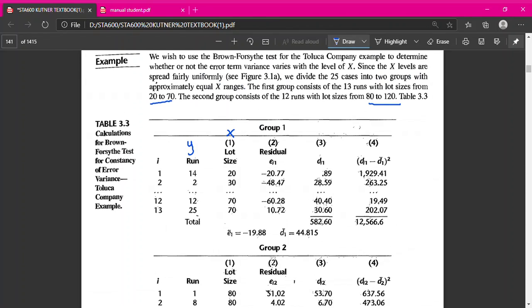Sorry, run ni bukan Y. Run ni adalah number of apa ni, data asal. Okay, maksudnya kat sini 14 di sini adalah data asalnya, this observation X. This observation X adalah observation yang ke-14. Tapi dia berada di, now it being grouped in the first group because of the X level is 20.